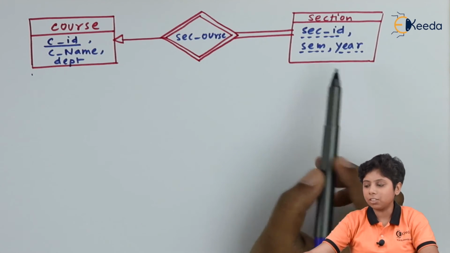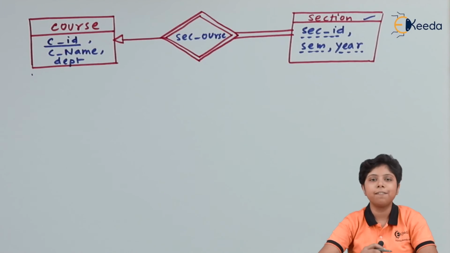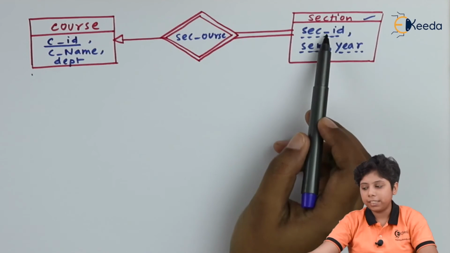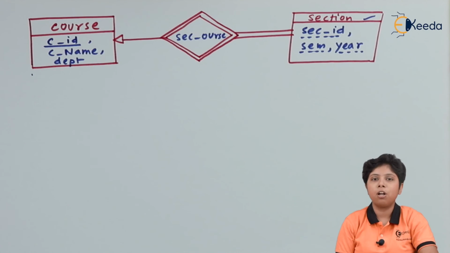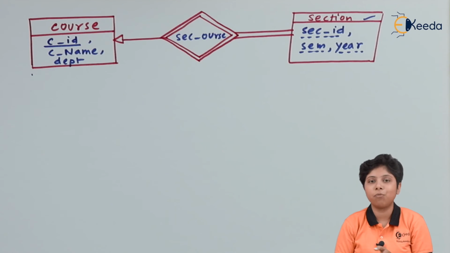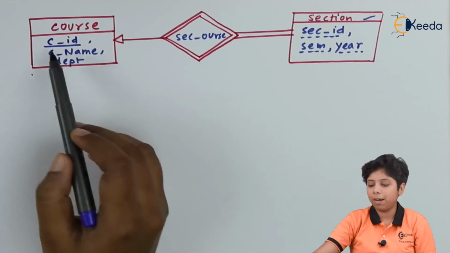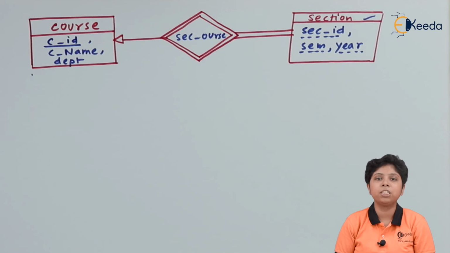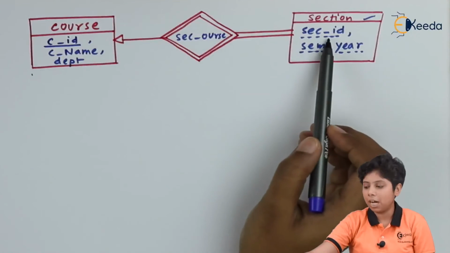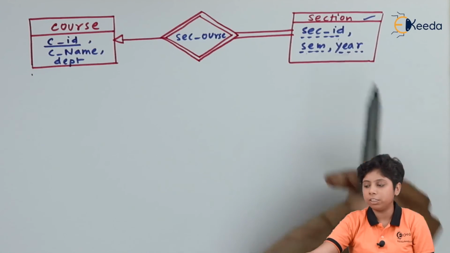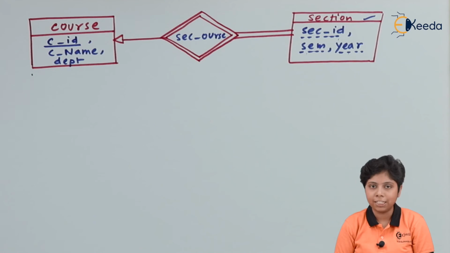So the section has section as the relation name, but let's look at these attributes: sec id, semester, year. Now the discriminator also defines uniqueness, so we underline it, but not with a solid line but with a dashed line. Here the primary key is identified with a solid line, but now I am identifying all the discriminators with a dashed line, not a solid line.